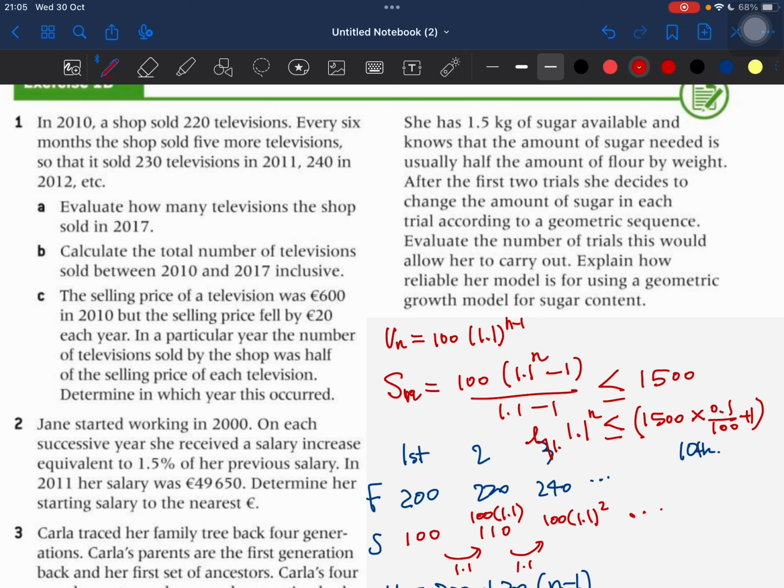So log 1.1, log 1.1. So n should be 9.6 and so on. So she can use 9 times.